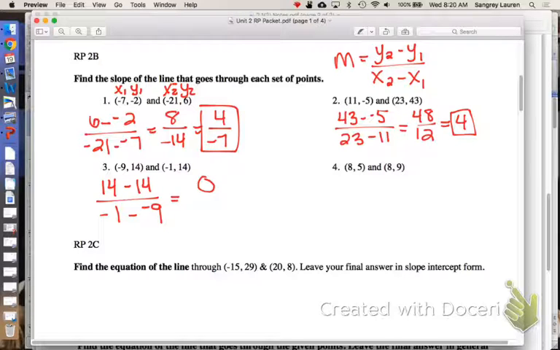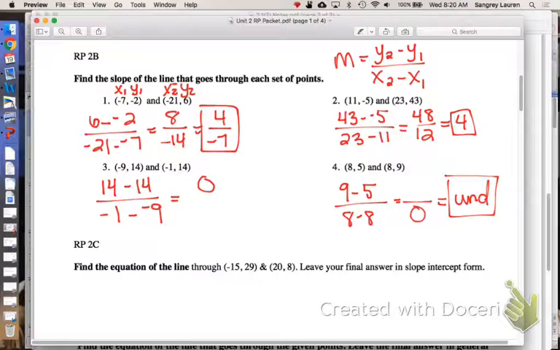For number 4, we have 9 minus 5 over 8 minus 8. So in this case, we have a 0 in the denominator. If 0 is under the line, it is undefined. So make sure you are saying that your final answer is undefined. That is an undefined slope.